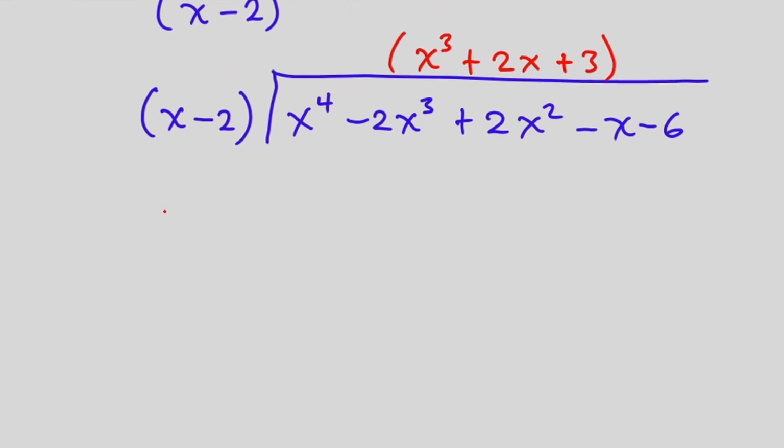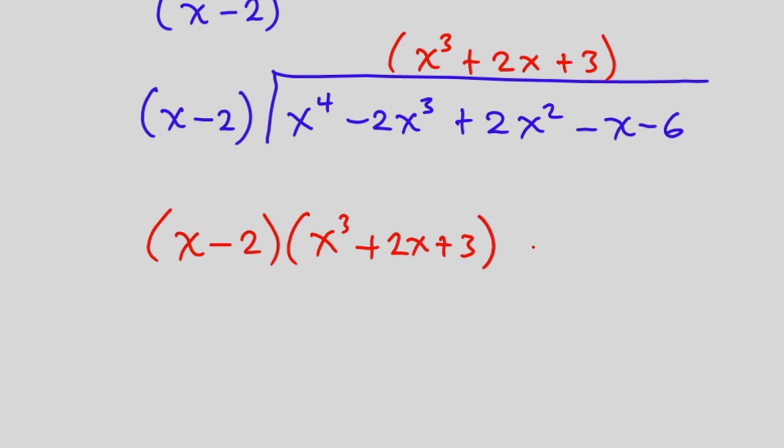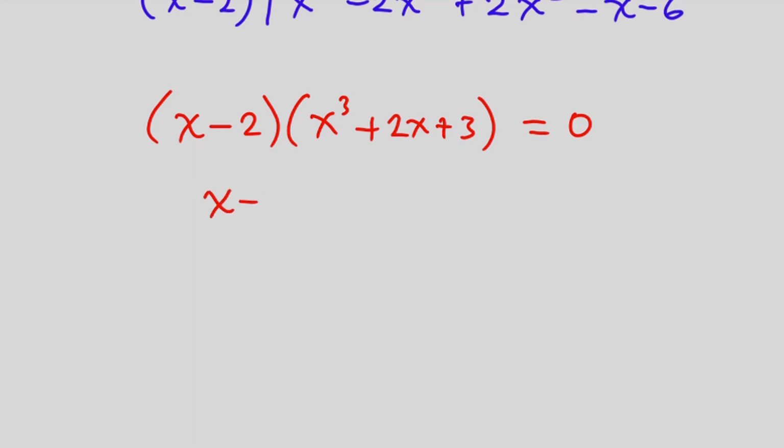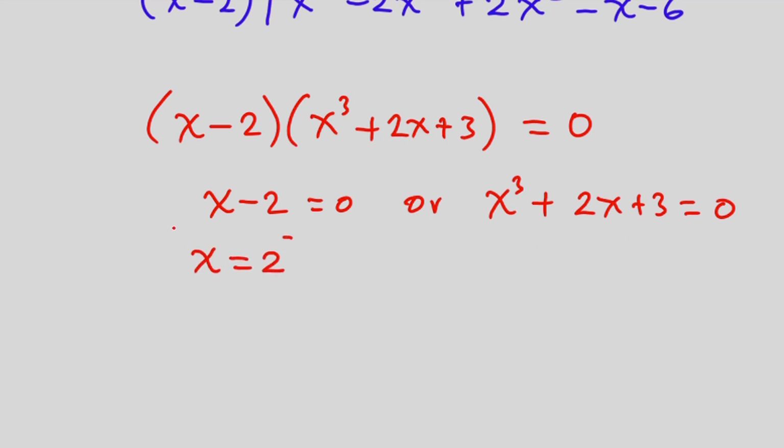So in all, we're going to have two factors multiplying. One of them is x minus 2, then the other is x to the third power plus 2x plus 3, and this is equal to 0. At this point, we can say that x minus 2 is 0, or x to the third power plus 2x plus 3 is equal to 0. And straight away from here, we have x is equal to 2 as one of the solutions.